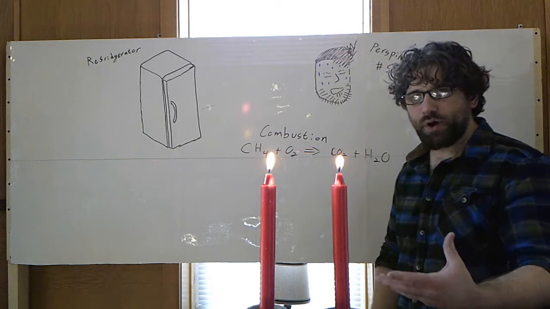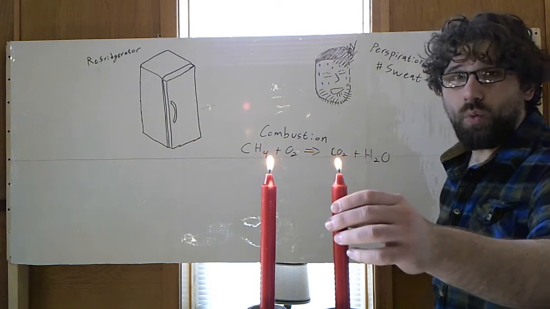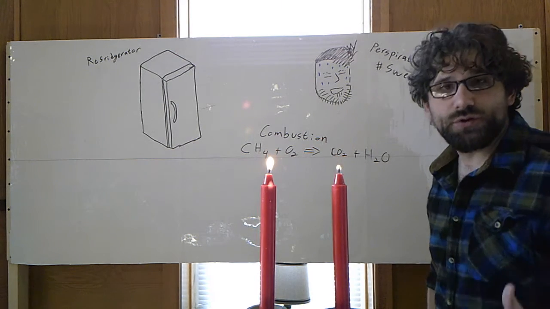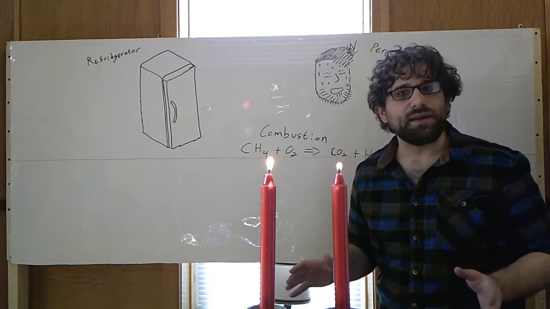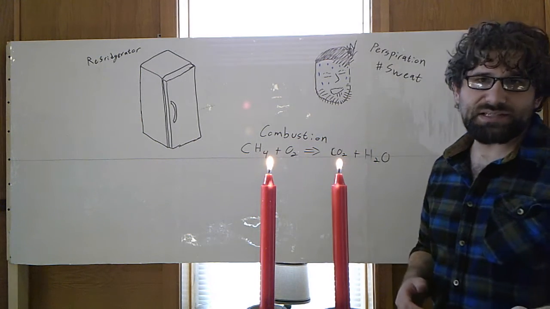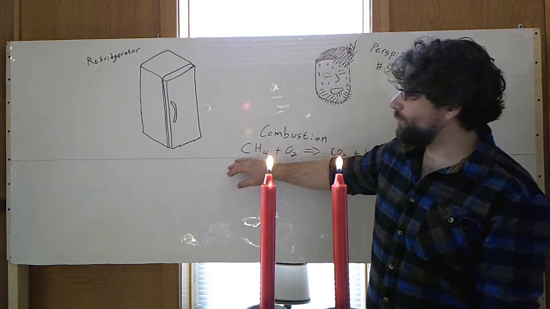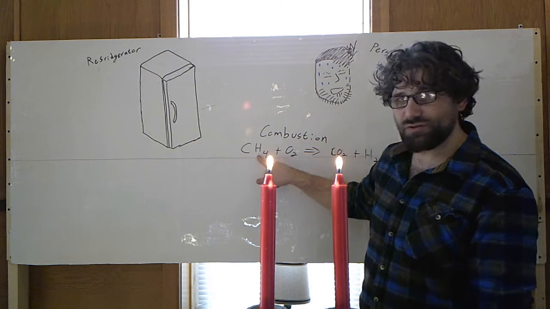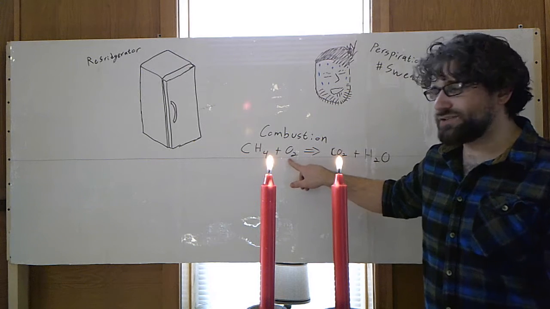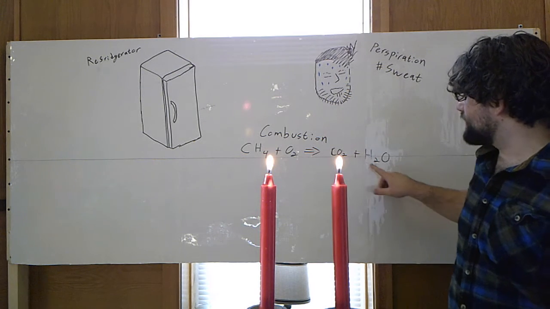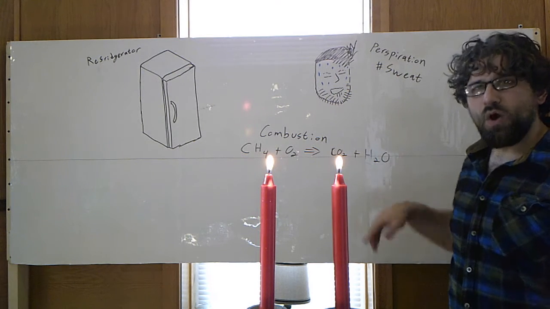So these candles are burning. What they're burning is the wax. The wax is a fuel source, just like gasoline in an engine or the natural gas lines in our lab. It's burning some kind of hydrocarbon, some mixture of carbon and hydrogen, mixing that with oxygen to produce carbon dioxide and water. Where is the heat?